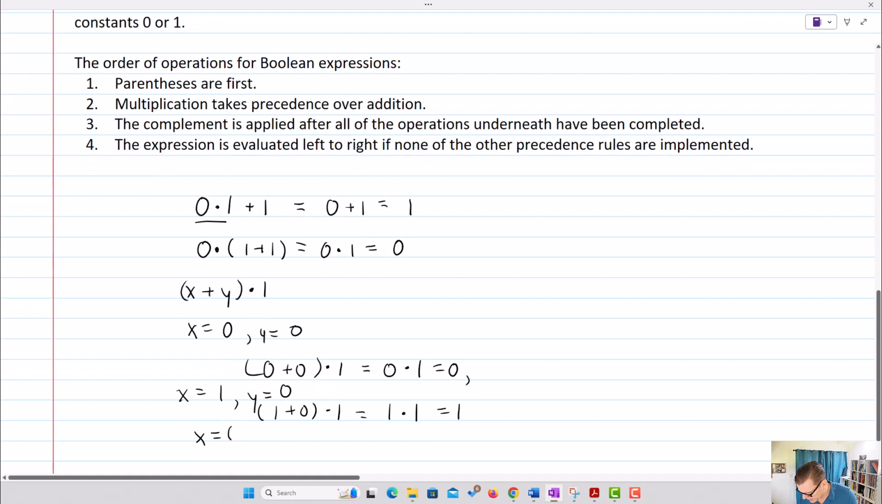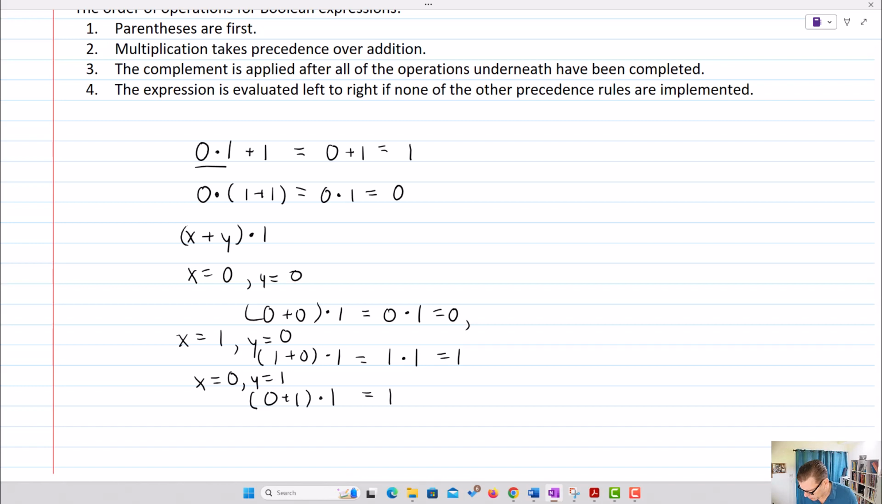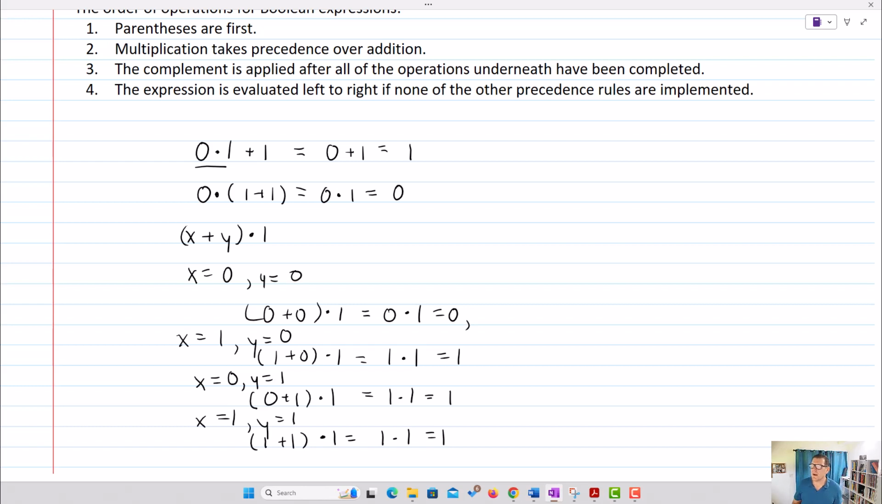Have another shot. We've got x equals 0, y equals 1. That gives me 0 plus 1 times 1. And so that's going to be 1. 0 plus 1 is 1 times 1, and that equals 1. And then we've got x equals 1, y equals 1. We'll get 1 plus 1 times 1. So that's going to be 1 times 1, and that equals 1. So that's basically how we're going to utilize our operations and how we're going to implement our order of operations to evaluate Boolean expressions.